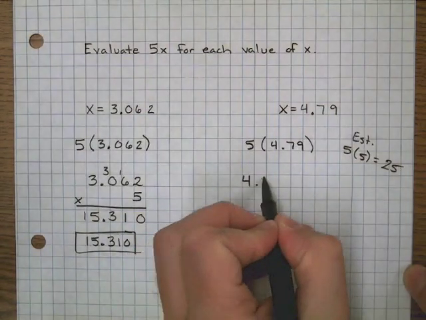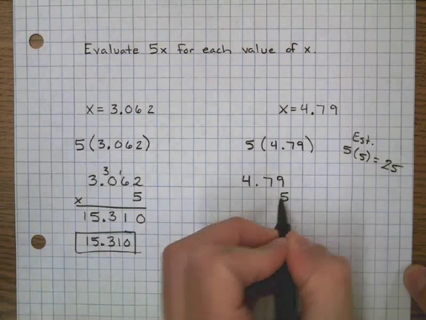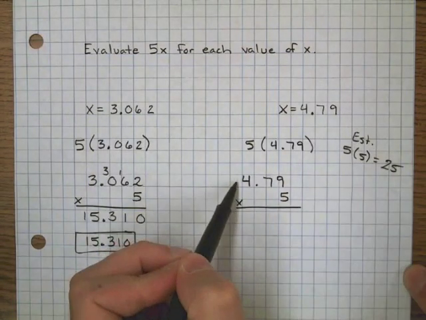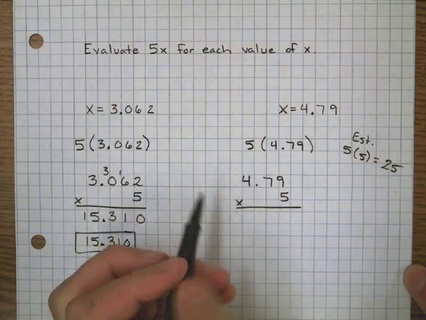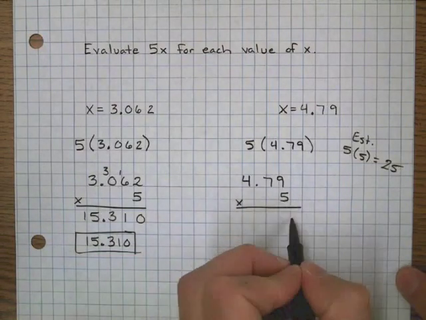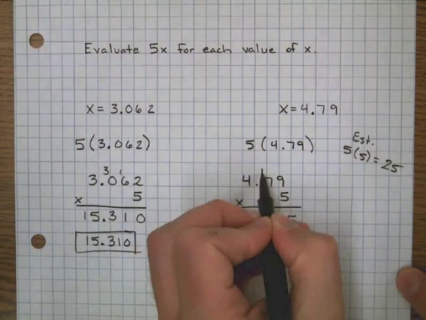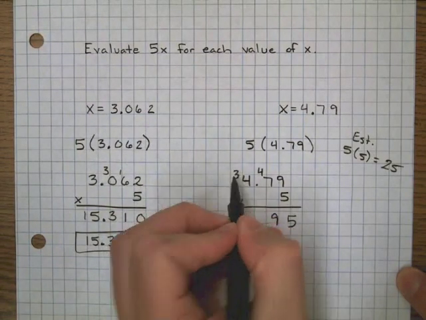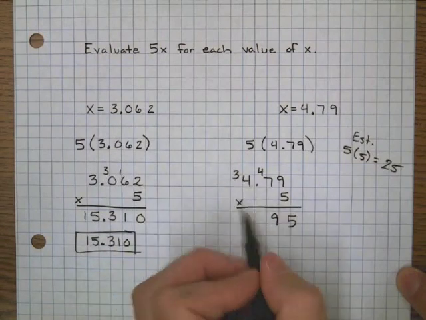Let's set this up again. Again, I'm putting the number with more digits on top. Not the larger number, but the one with more digits. And then 9 times 5 is 45. 35 plus 9 is 39. And 23.